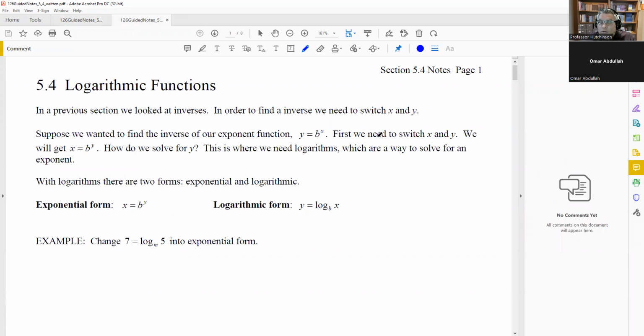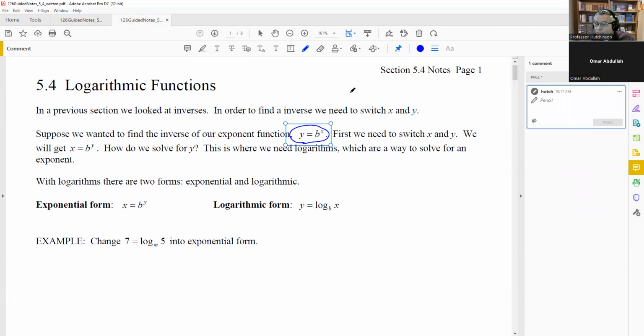Okay, so what we're going to talk about here is, first of all, what a log actually is. A log is actually a type of inverse. So we're going to start with y equals b to the x. Let's suppose we want to find the inverse of this. For inverses, the way you do that is you switch the x and the y, and you'll get x equals b to the y. But then if we wanted to solve for y, we really don't have a way to do that. And so this is why we need to know a log.